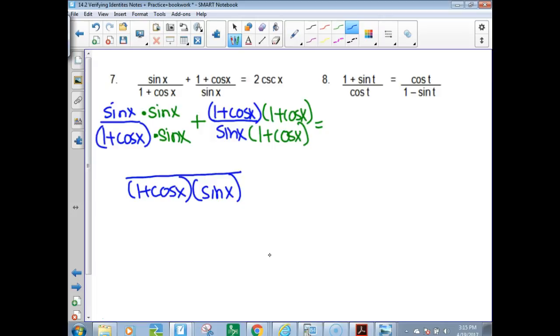My new numerator, sine times sine would be sine squared, plus, I have 1 plus the cosine times 1 plus the cosine. I am going to multiply that out. 1 times 1, 1 times cosine, another 1 times cosine would be plus 2 cosine x. And then cosine times cosine would be plus cosine squared x.